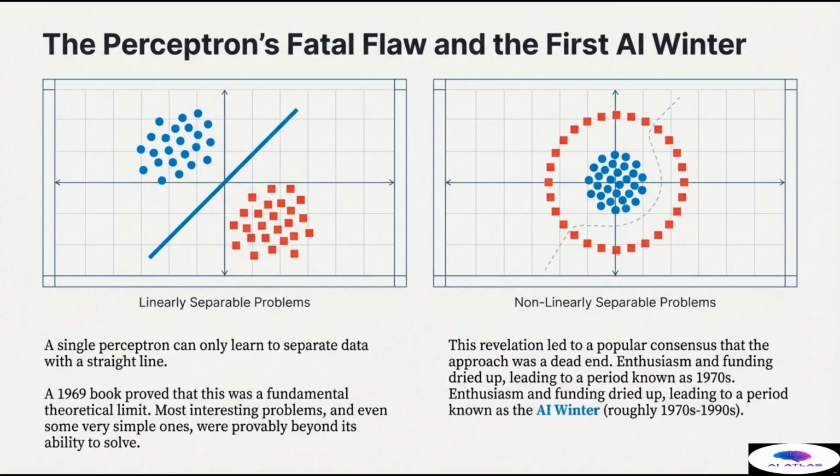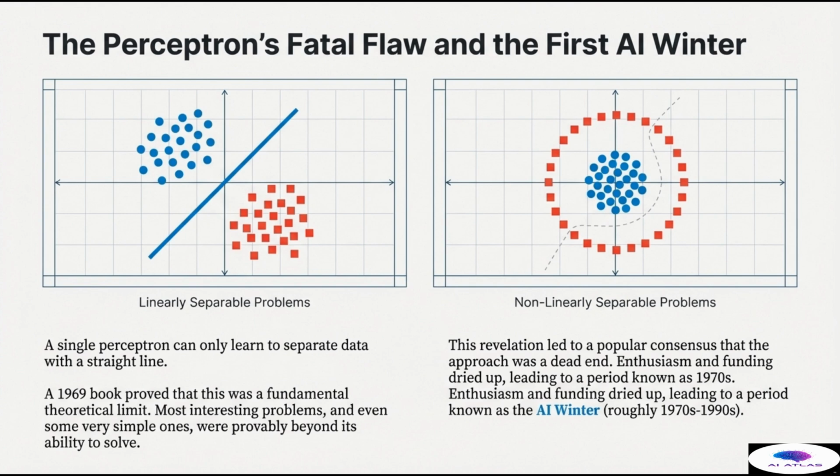Look at the diagram on the left. If we have two clusters of data, represented by blue dots and red squares, and we can draw a single straight line to completely separate them, the problem is linearly separable. A single perceptron, with its simple summation and threshold mechanism, is perfectly capable of finding that line and classifying the data correctly. However, most interesting real-world problems are not this straightforward.